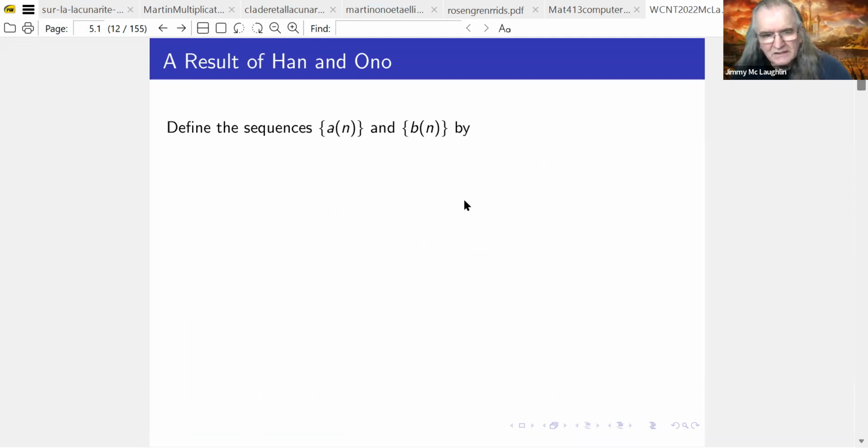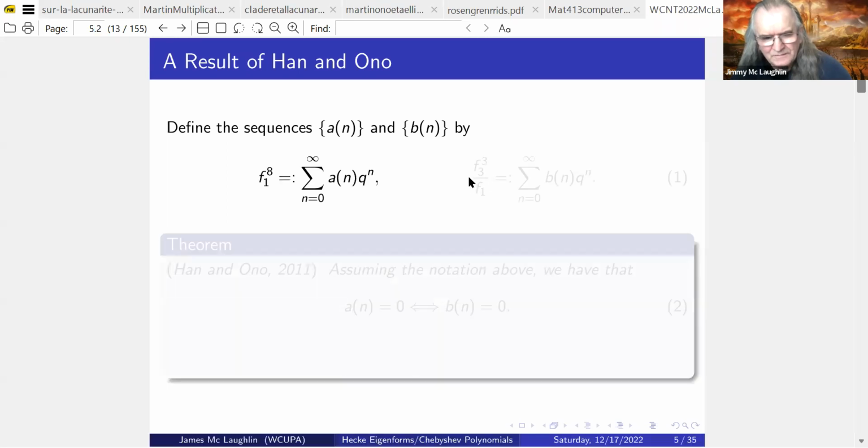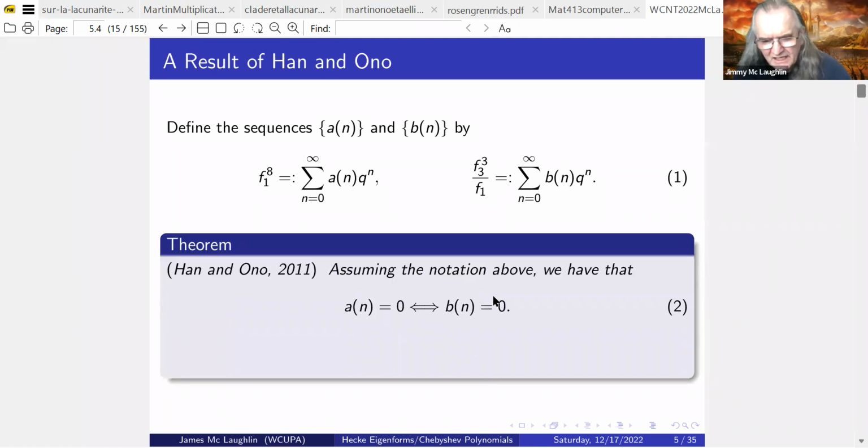All right, so I want to introduce this by recalling a result of Han and Ono. So we're going to consider f1 to the power 8, that was one of the powers considered by Serre. And so suppose that series is the sum of a sub n q to the n. And suppose now we look at this other eta quotient here, f sub 3 cubed over f sub 1. And suppose its coefficients are b of n. Well, then Han and Ono proved in 2011 that these coefficients vanish in the same places. a sub n is 0 if and only if b sub n is 0.